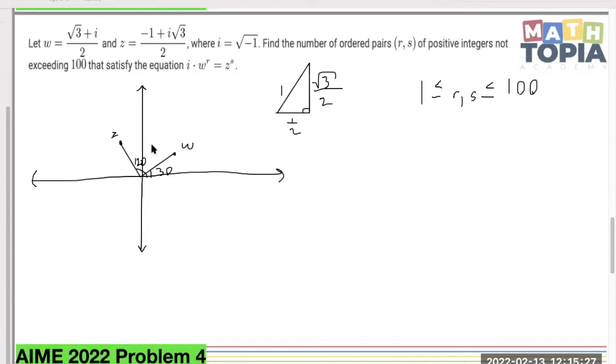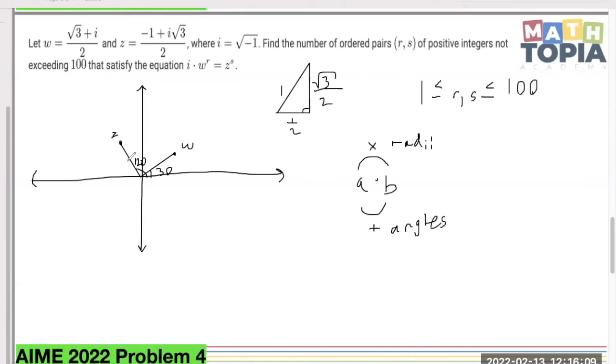And basically, the way we can think about this, i times W to the power of R is equal to Z to the power of S. Well, the way complex numbers work is that when we multiply two complex numbers, let's say A and B, you take the angles between them and the positive x-axis, and you add those two angles. And then you take their radii and you multiply them. So you multiply their radii and you add their angles.